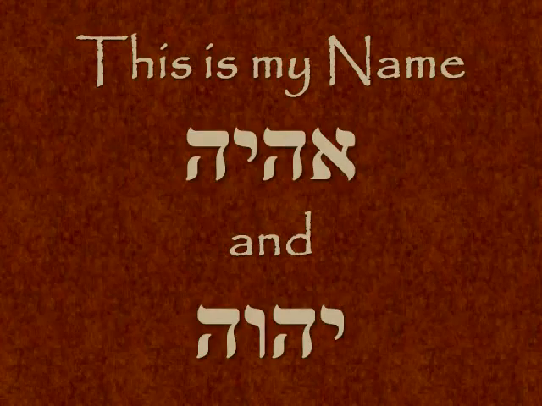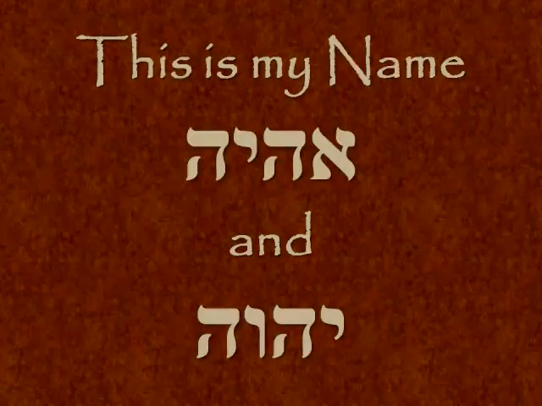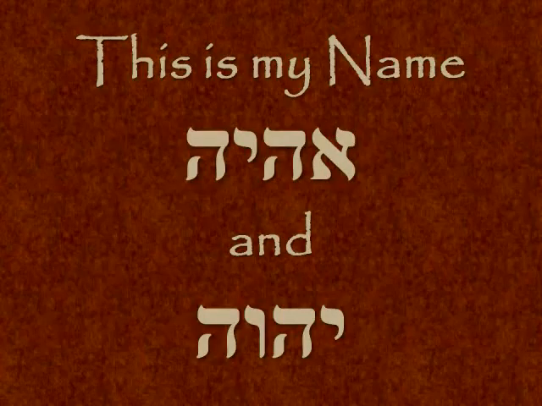Israel in Egypt had not experienced Yahweh, therefore to them He did not exist. So Moshe's question to Elohim is, they're going to ask me who you are. What am I going to tell them? What is your name? What is your character? And his response is, I am the one who exists because I am the one who exists.